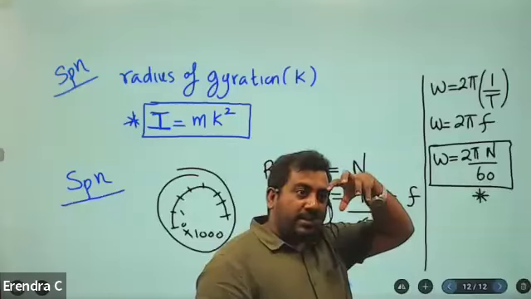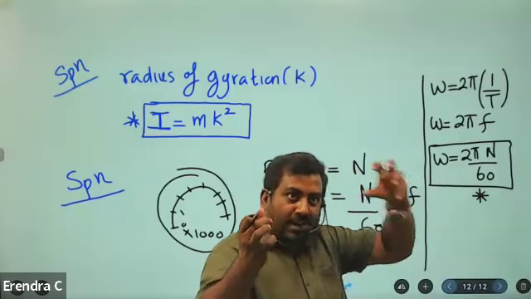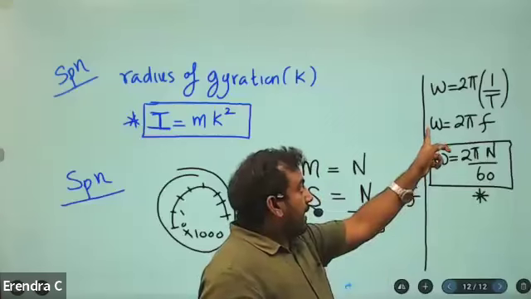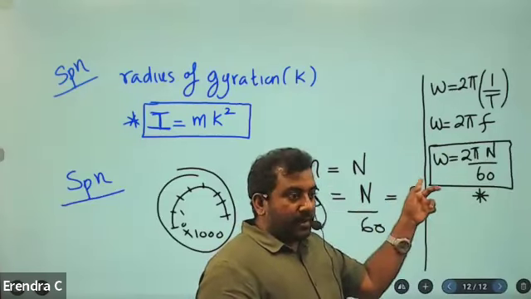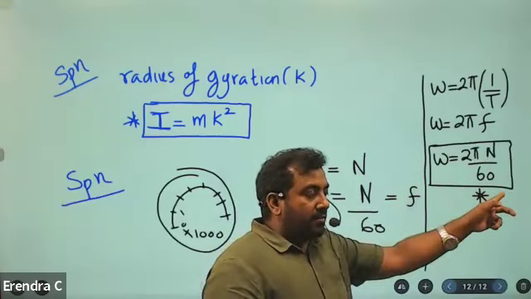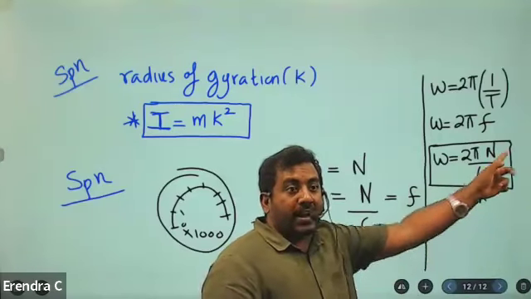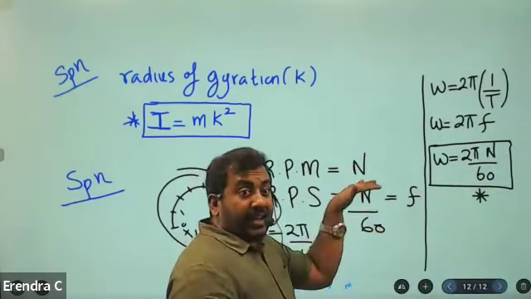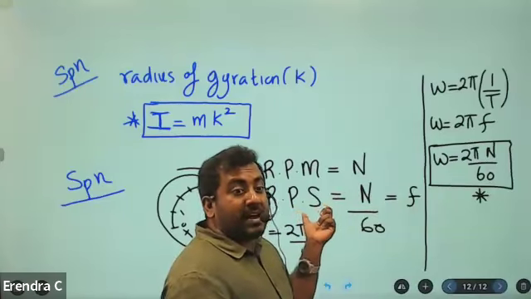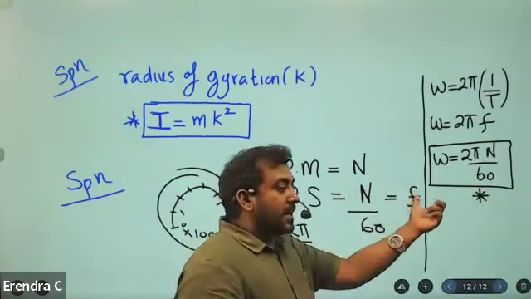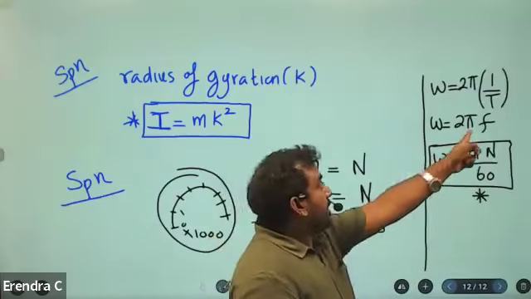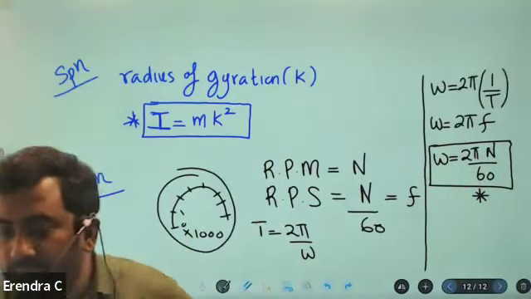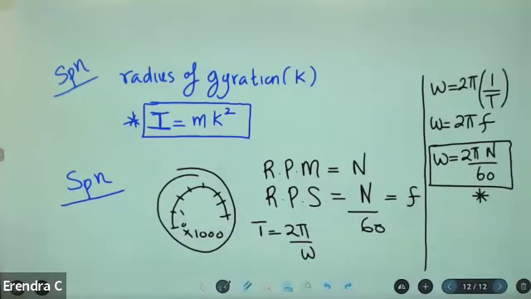So now the thing is, there are some things that you should quickly convert. Without the conversion, you can't move forward. If they give you revolutions per minute, quickly you can convert to what? Omega. 2 pi N over 60. How did this N over 60 come? N divided by 60 is what? Revolutions per second. Revolutions per second is what? Frequency. Frequency we can substitute here to get the answer. Clear?